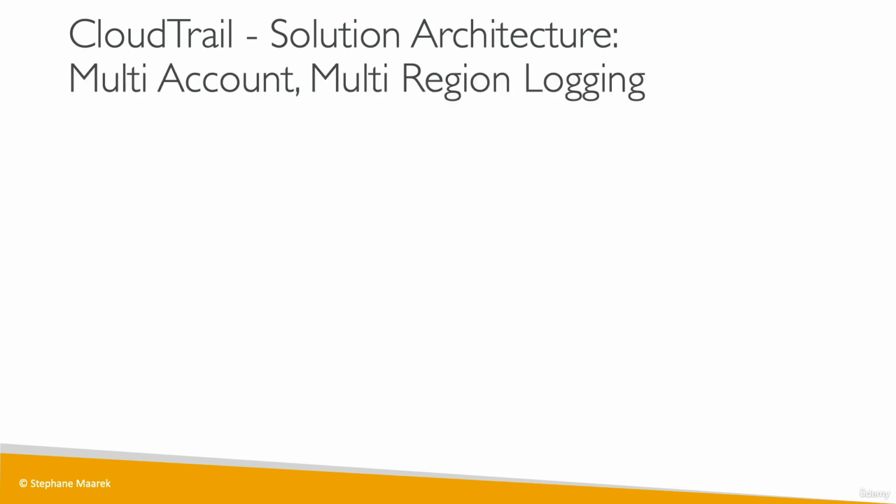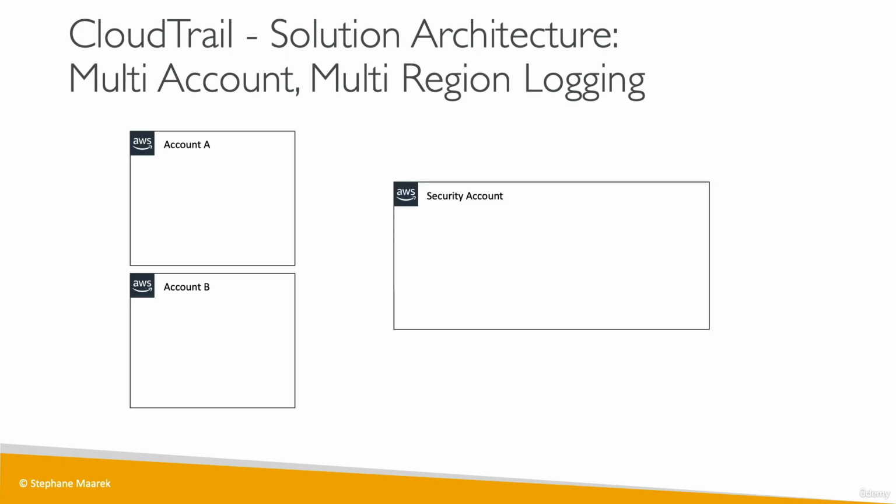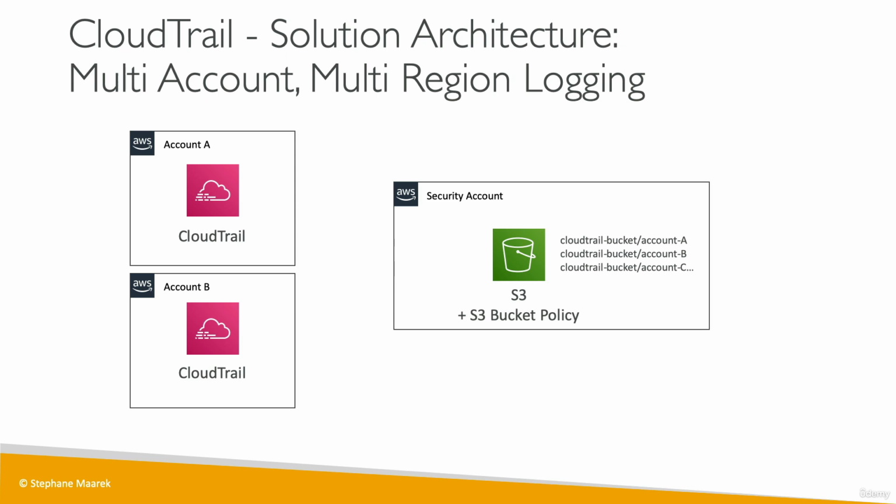Okay, another architecture now. CloudTrail can be multi-account and multi-region. So say we have two accounts, account A and account B, and we have a security account that we want to send the logs to. So we'll have CloudTrail in the first account and CloudTrail in the second account. And we'll set up an S3 bucket that will be holding the logs of all these CloudTrails.